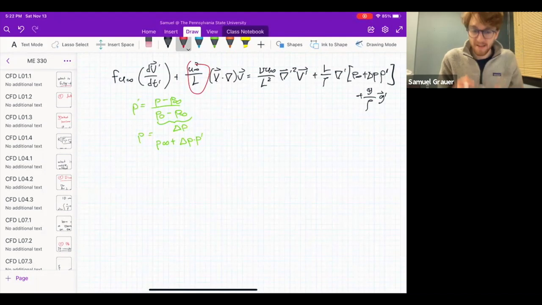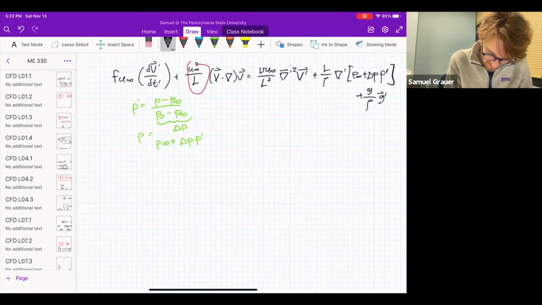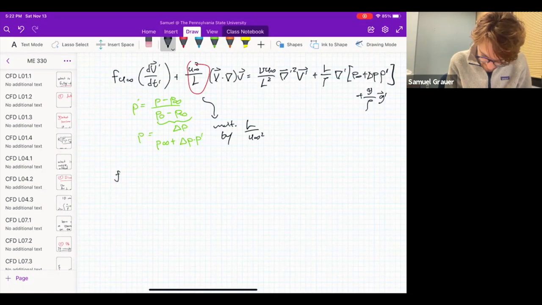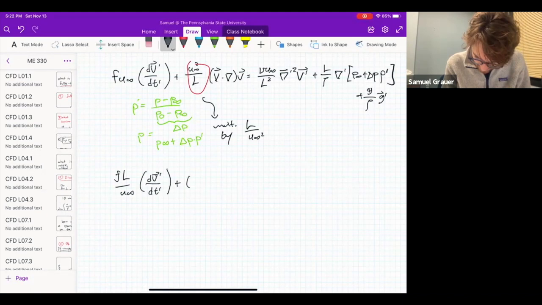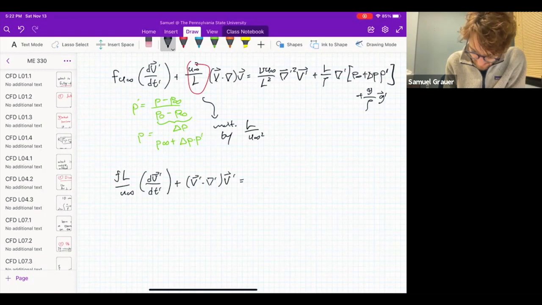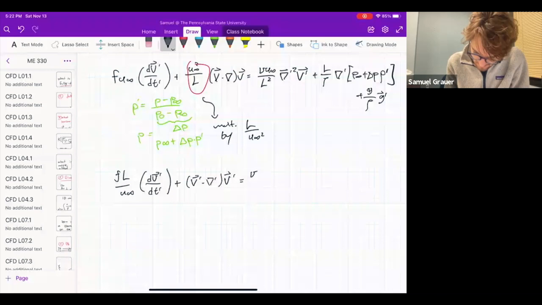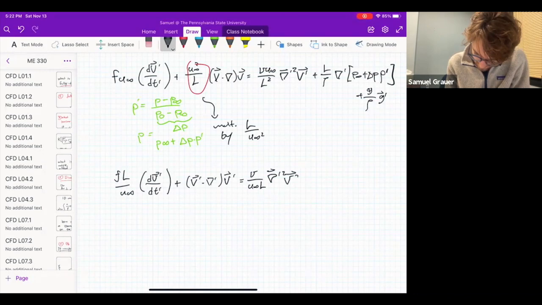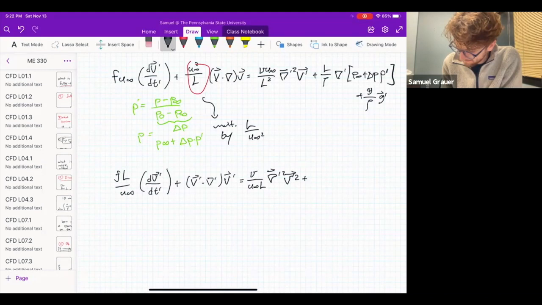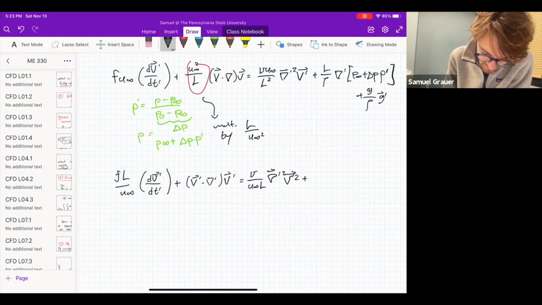So if we multiply by L over U infinity squared, we are going to get, of course, F L over U infinity times dV prime/dt prime plus, and then we have nothing in front of the advection term here. So we have V prime dot del prime V prime is equal to, and now if we multiply by L over U infinity squared, we are going to have, of course, nu over U infinity L, which is going to look familiar to you already. So then we have del prime squared V prime. And then for the pressure term, one thing to note is that when you apply this derivative, so let's zoom in on this guy.